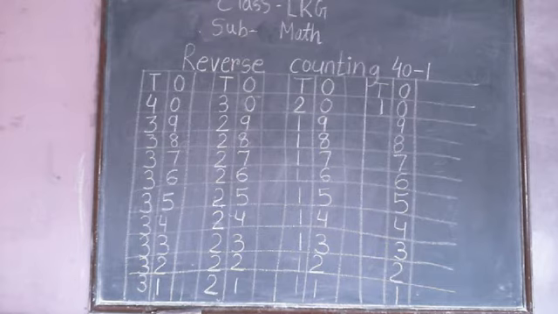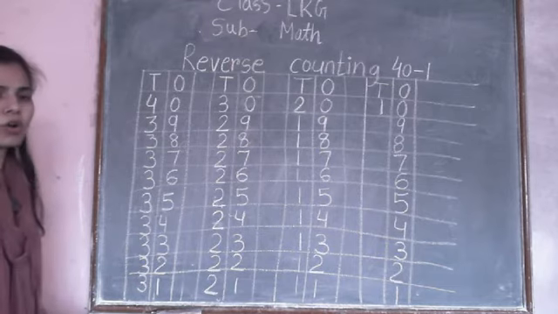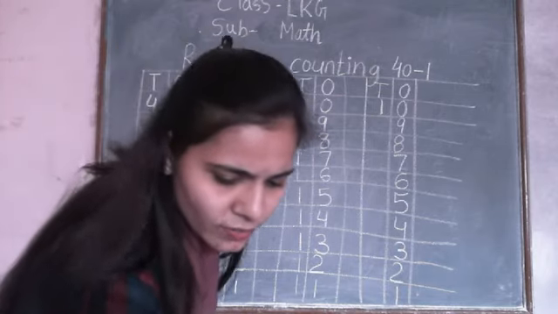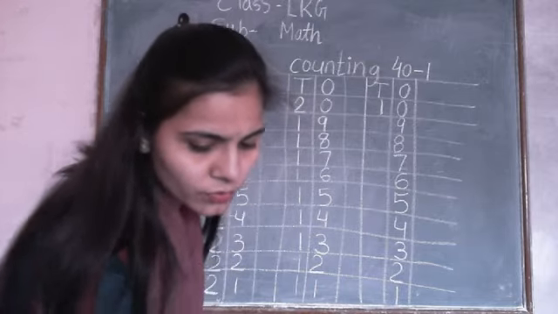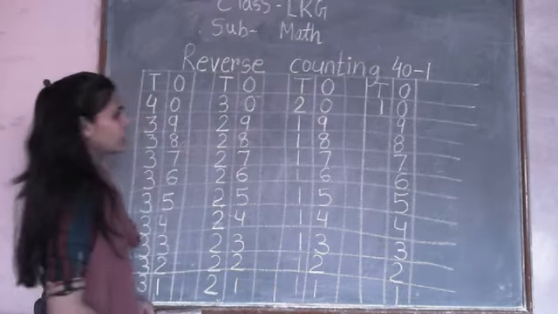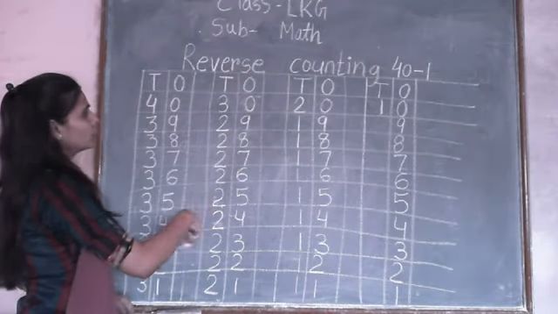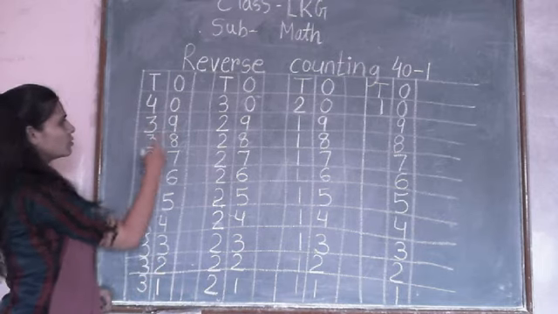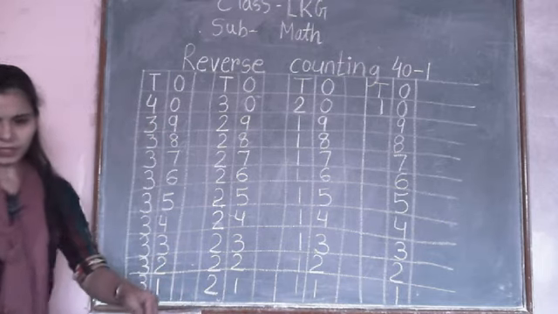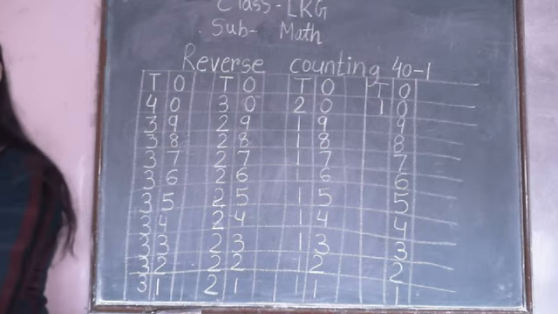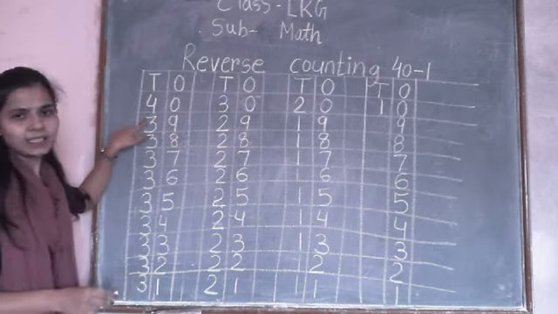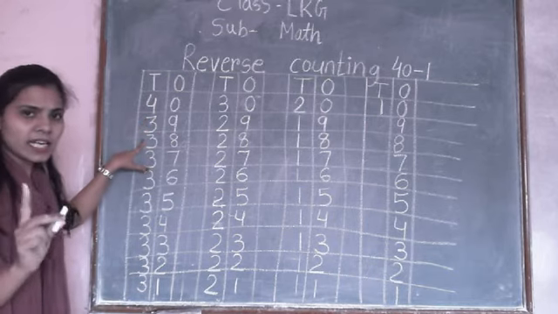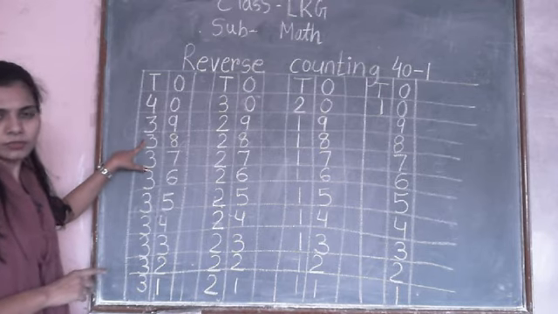Numbers from 40 to 1. Now let us revise all the numbers in reverse mode. Okay. So let us start reverse counting from 40 to 1. Finger out on your notebook where you write reverse counting. Start 40. Okay, 40. 39. 38. Let's take your reverse counting in your math notebook.